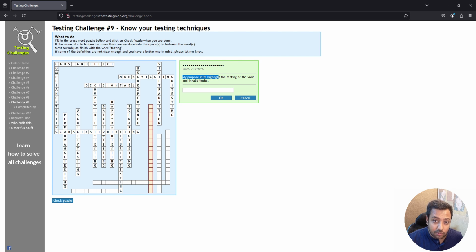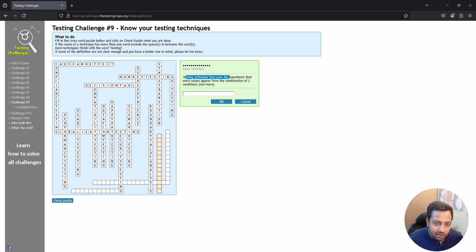My purpose is to highlight the testing of the valid and invalid limits. Remember, we did boundary testing, correct? So this is nothing but boundary testing. Perfect. Let's pick the next one.